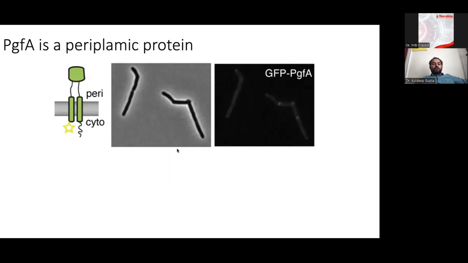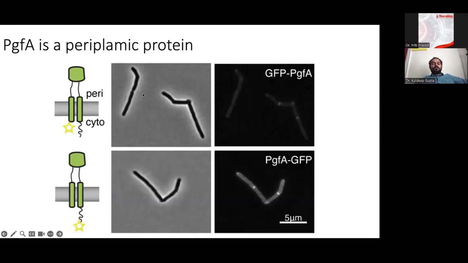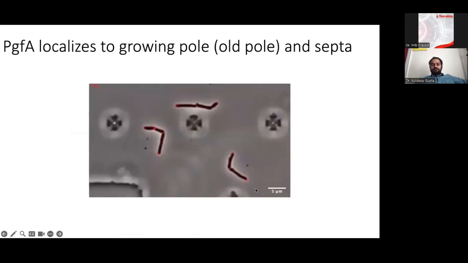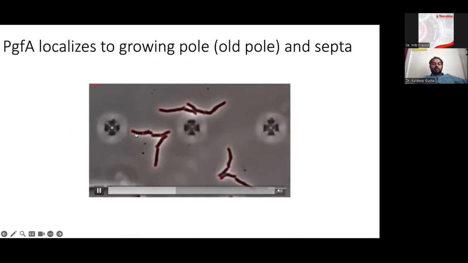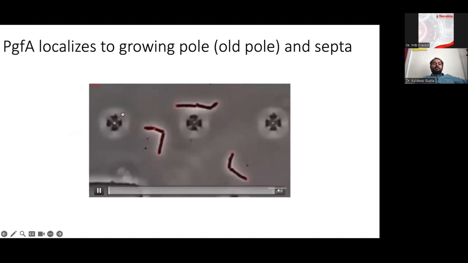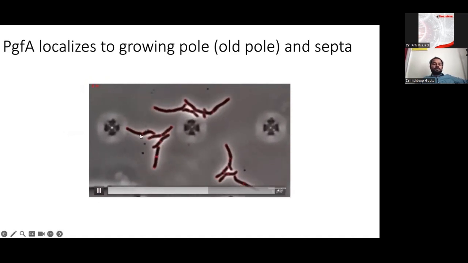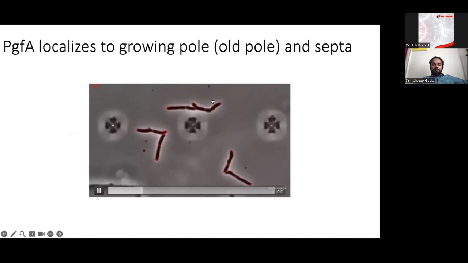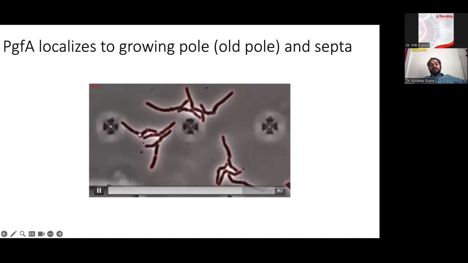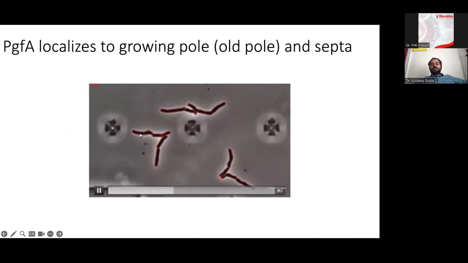We wanted to know the localization of this protein, so we tagged it with a fluorescent protein and did microscopy. We found that this protein localizes to poles and septum. Here again, we tagged the protein with red fluorescent protein, and you can see that the protein is at the tips of the cell as well as the division site, which is also called the septum.